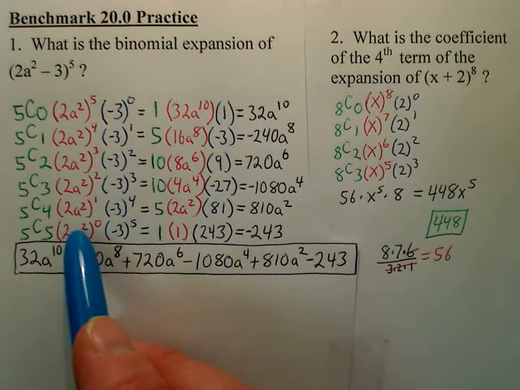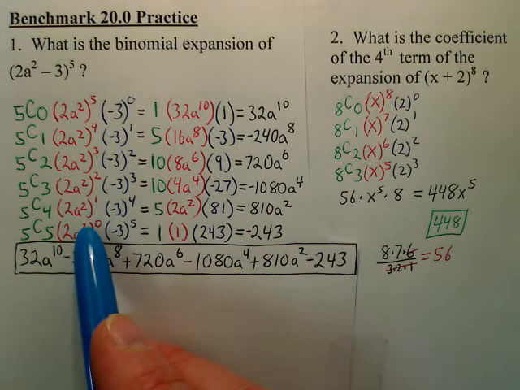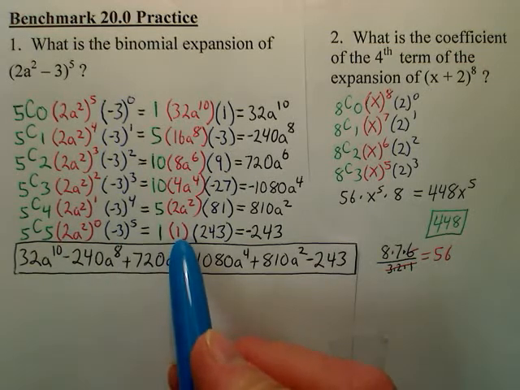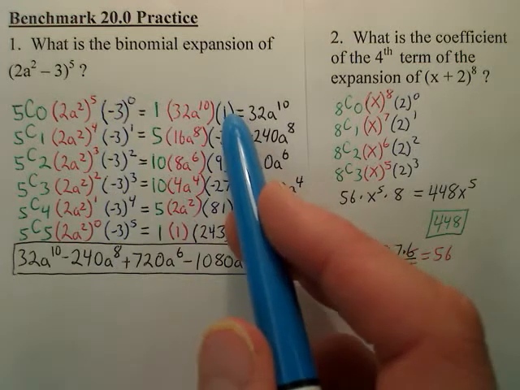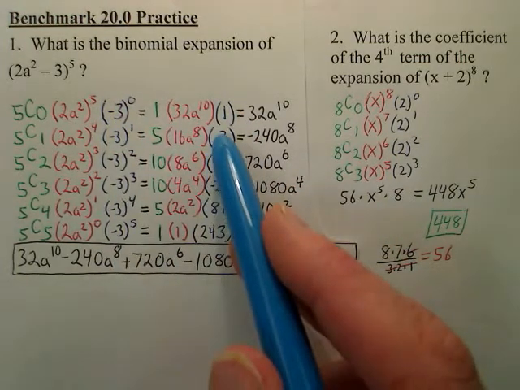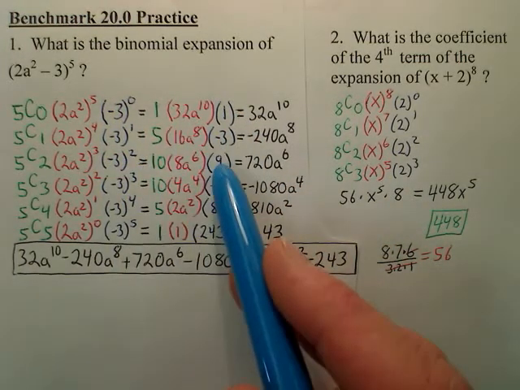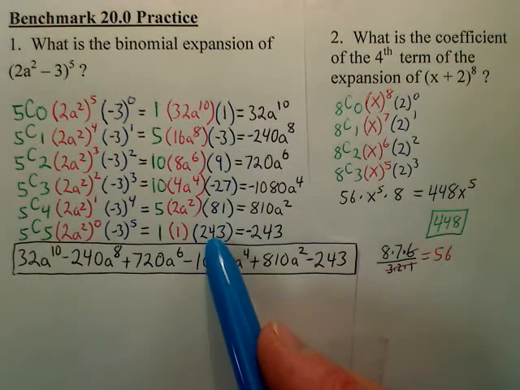Now, please remember, anything to the 0 power is 1. Up here, see right here, negative 3 to the 0 power is 1. Negative 3 to the first is negative 3. Negative 3 squared is 9, and so forth.